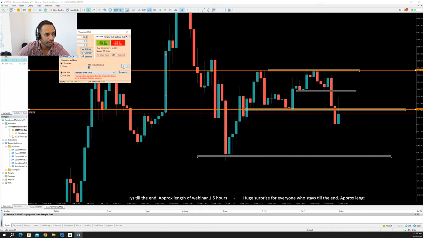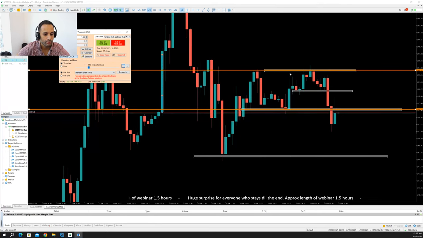Look at that candle. What are we going to do? Are we going to close above? We're going to close below? We'll close above, close below, boom. Look where the candle closed. Look where it closed. It closed below 1976. What do you think is going to happen now?